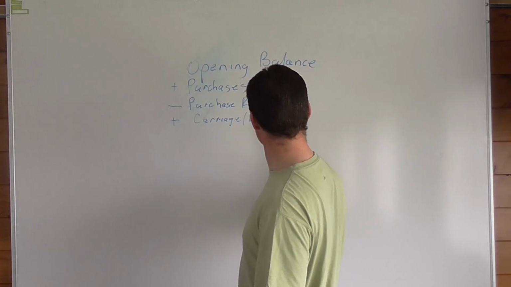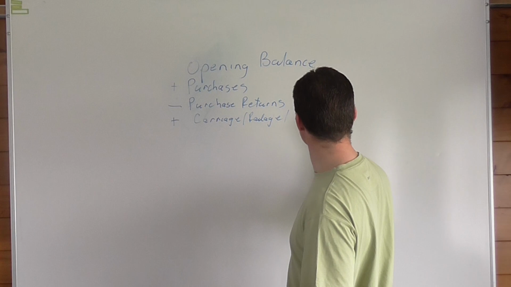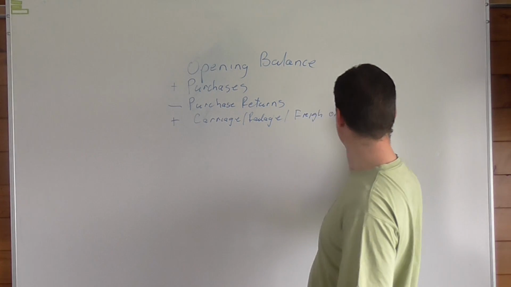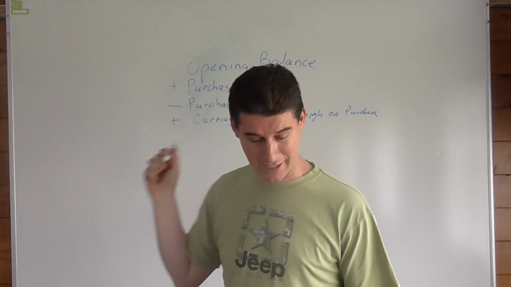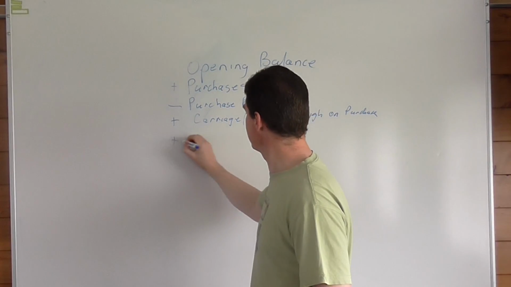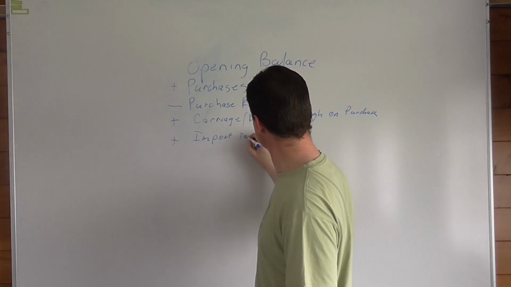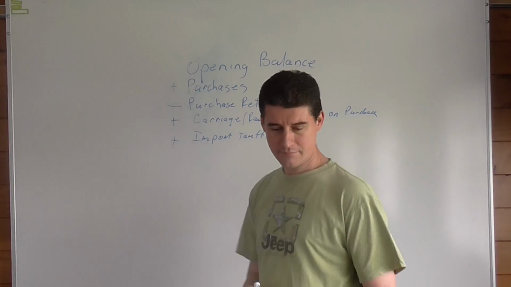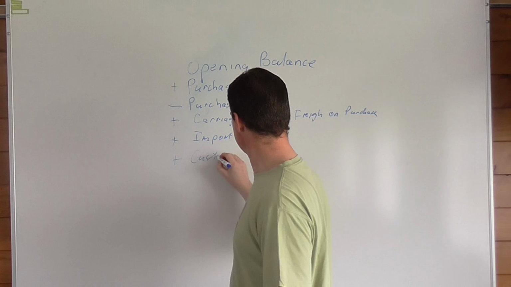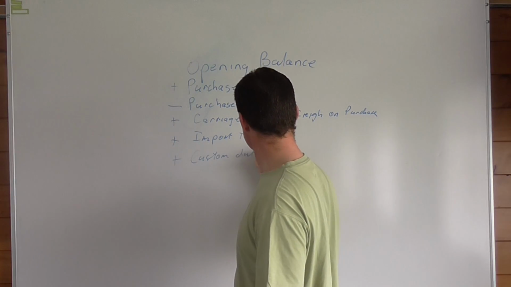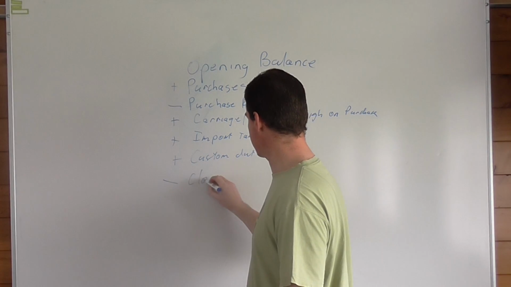railage, excuse my handwriting, and freight on purchases. I'm going to explain the purchases part now. Plus your import tariffs, plus custom duties, minus your closing balance.